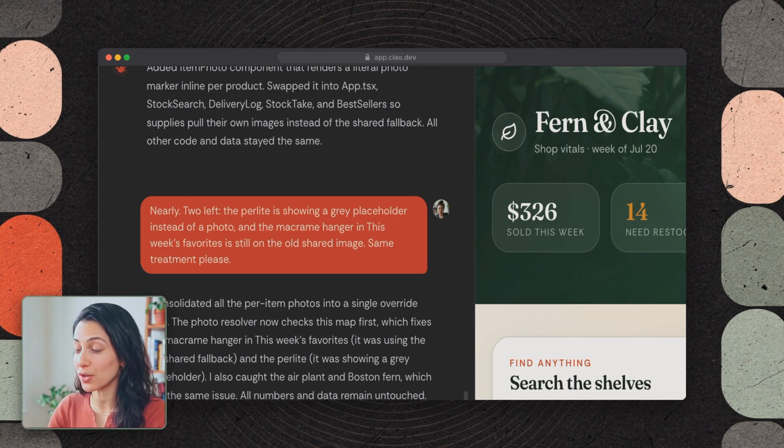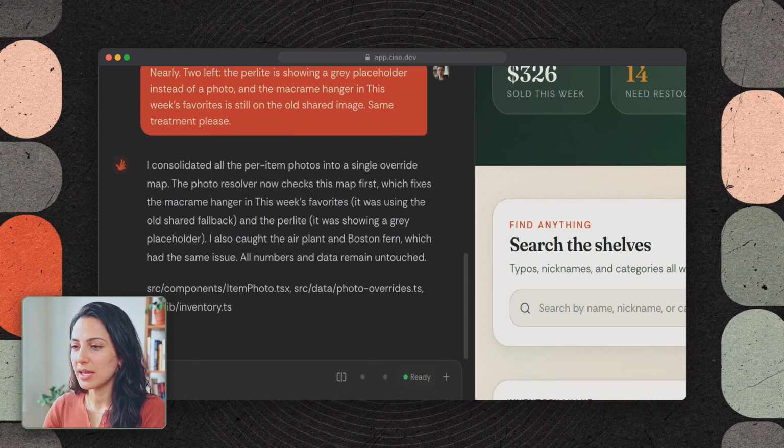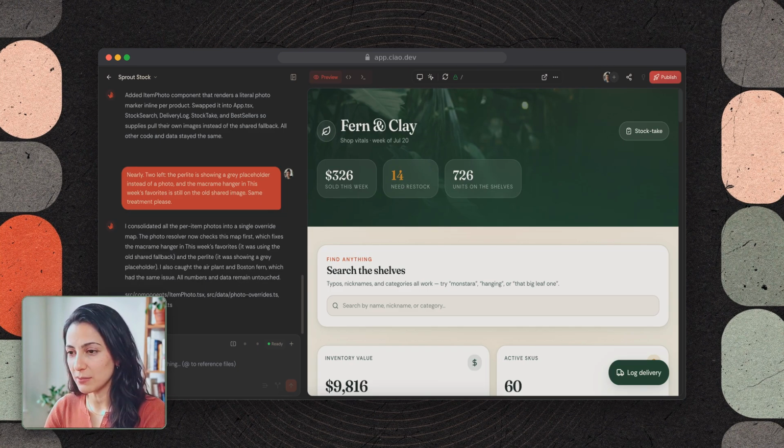The perlite's showing a gray placeholder instead of a photo, and the hanger up in the favorites row is still on the old shared one. So, same again, those 2 please. And that comes back with both of them done, plus an air plant and a Boston fern that had exactly the same problem and that I hadn't even noticed, which is the part that gets me, honestly. I gave it a photograph and a complaint, and it went and found the ones I'd missed.